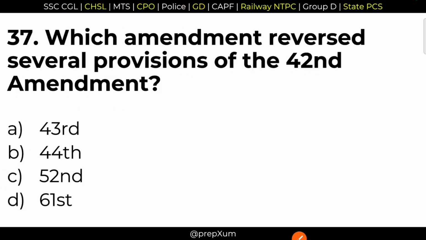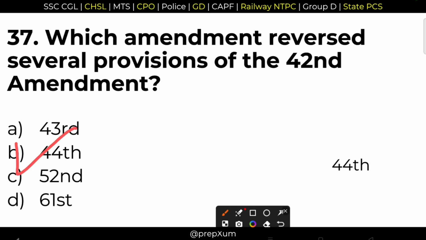37. Which amendment reversed several provisions of the 42nd Amendment? It was 44th. Option B. The 44th Constitutional Amendment Act reversed some of the provisions or majority of the provisions given under 42nd Amendment Act.